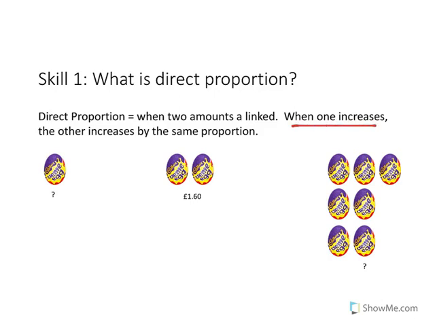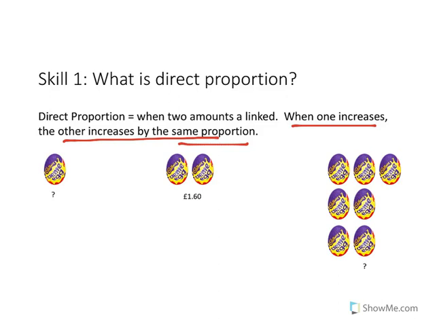So when one goes up, the other goes up by the same amount. And when I say go up by the same amount, I don't necessarily mean if it goes up by 2, the other amount goes up by 2. It's actually by the same proportion. So if something doubles, the other one doubles as well. So let's look at some concrete examples.